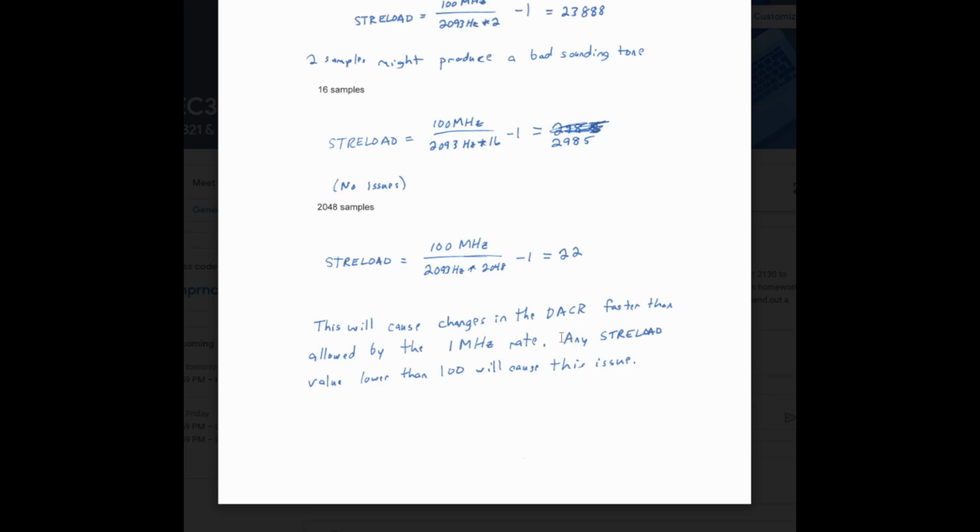But really, any ST reload lower than 100 will cause this issue, so we shouldn't try to use an ST reload value like this. It would be better in this case to reduce the number of samples to something more reasonable, so we have a slower ST reload value here.